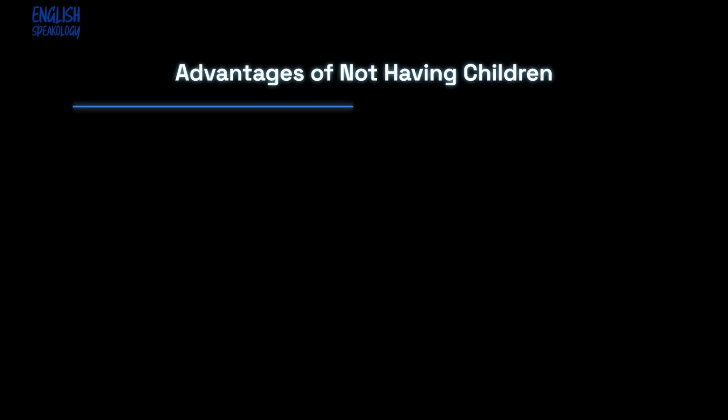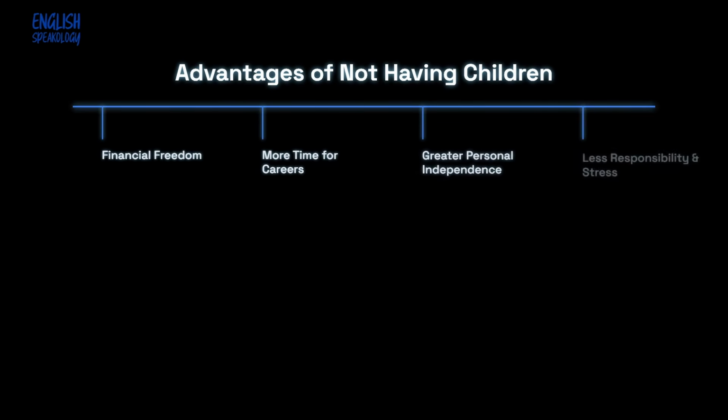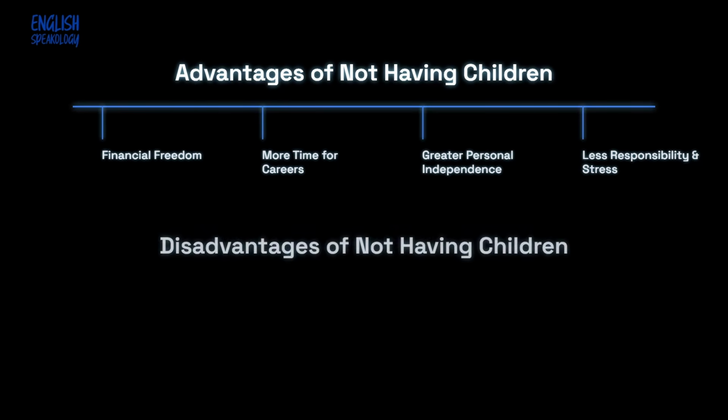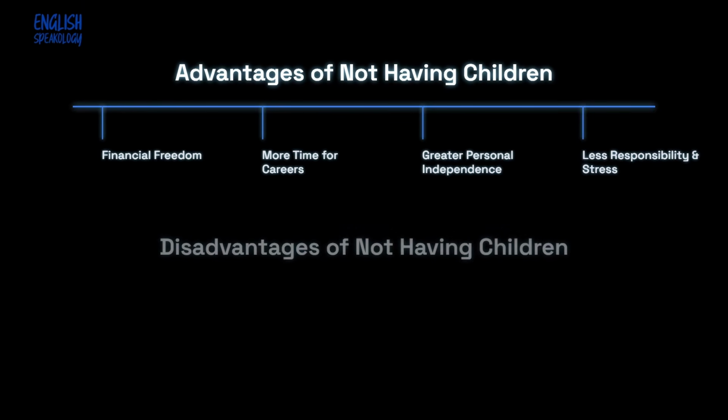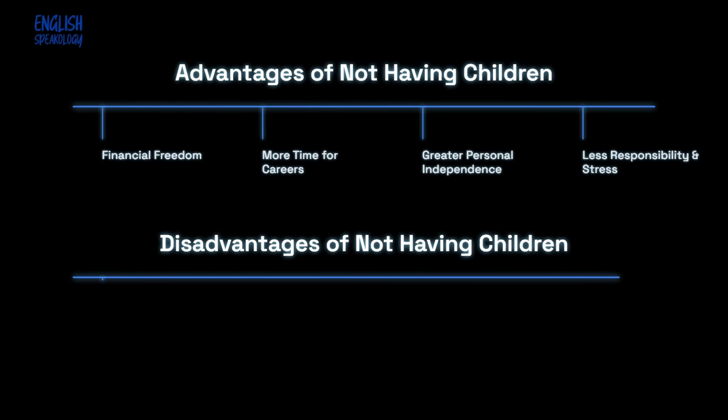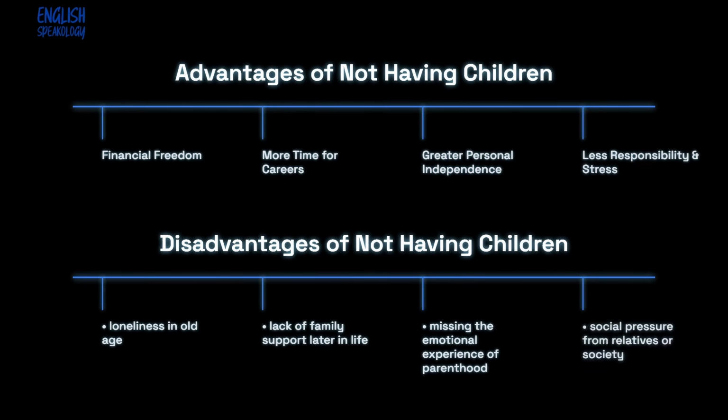Why might some couples choose not to have children? Possible reasons include financial freedom, more time for careers, greater personal independence, less responsibility and stress. These are realistic advantages. Now let's think about the disadvantages. Disadvantages of not having children. Possible disadvantages include loneliness in old age, lack of family support later in life, missing the emotional experience of parenthood, social pressure from relatives or society. These ideas are also very common in IELTS essays.